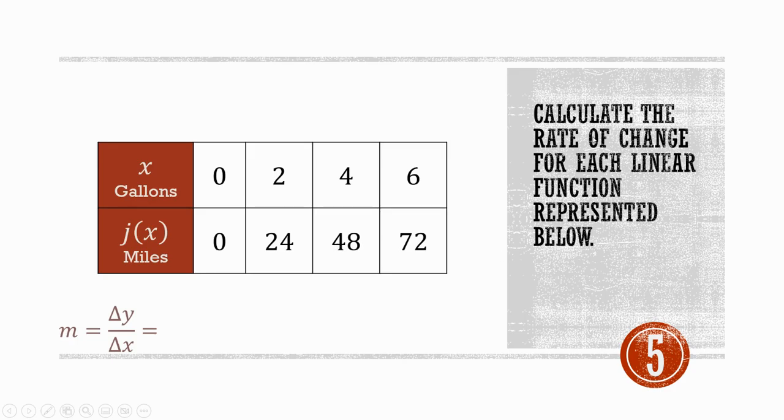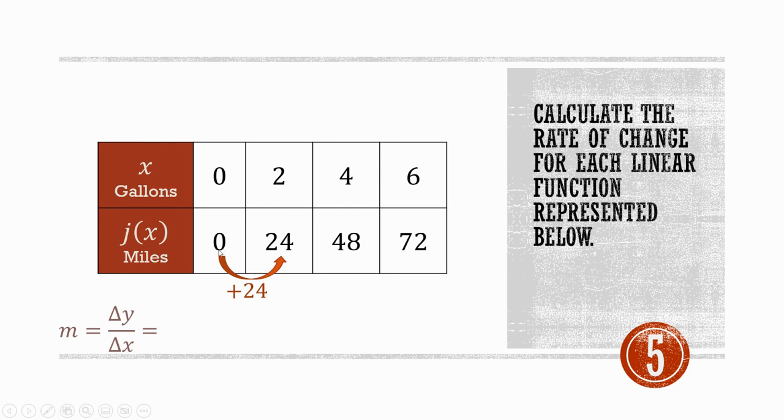So when we look at calculating the rate of change for each function represented below, we're going to be looking at these tables. Tables are going to have an x row or x column, it doesn't matter if they're vertical or horizontal, and a j of x or y value or column. j of x, f of x, g of x, those are all the same thing as y. So we're trying to find the rate of change for each function.